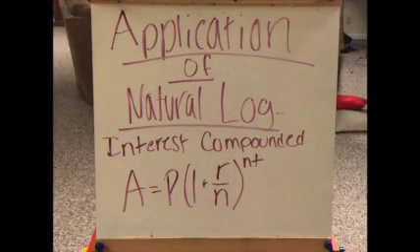This is an application of the natural log in terms of interest compounded. The equation is A equals P times 1 plus r over n, to the power of n times t, where P is the principal amount, r is the interest rate, n is the number of times the interest is compounded per year or month, it depends on the question, and t is the number of years.